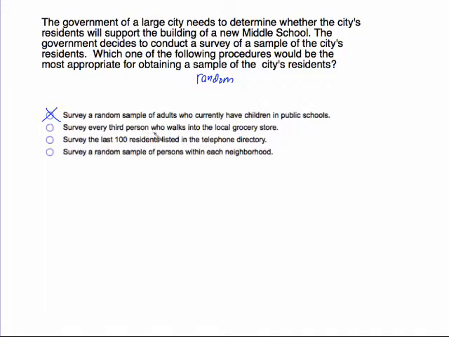Survey every third person who walks into the local grocery store. Is this a total random sample? No, it's not. It's just sampling the people who happen to shop at that particular grocery store. Survey the last 100 residents listed in the telephone directory. Well, if it wasn't good a couple of screens ago to survey the beginning of the telephone directory, it's not good to survey the last, which leaves us with this, but let's read it. Survey a random sample of persons within each neighborhood. That is covering the whole city randomly. So this is our random sample.